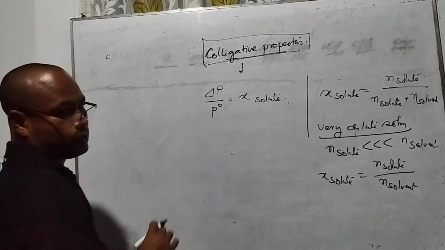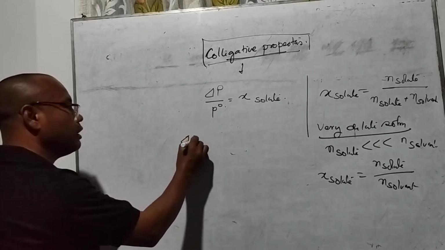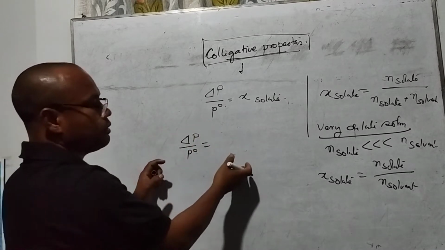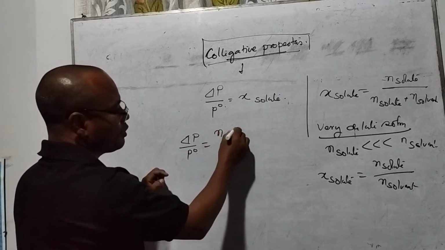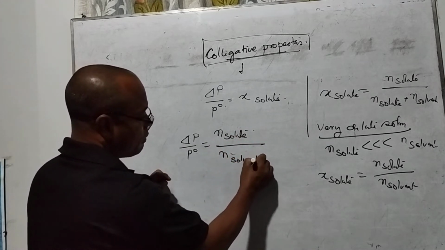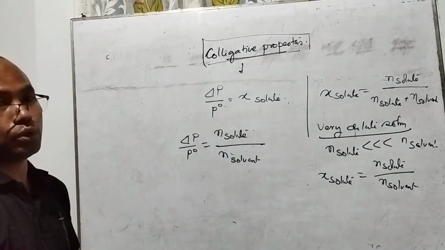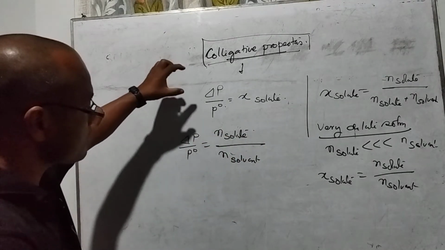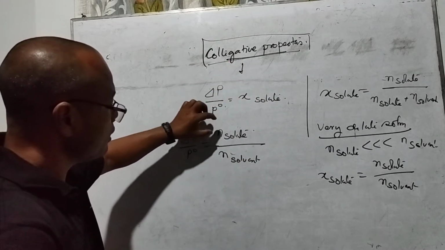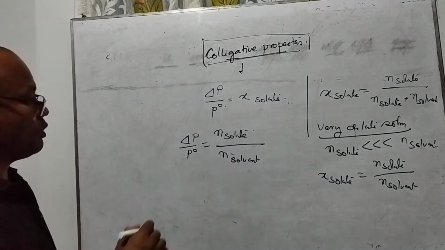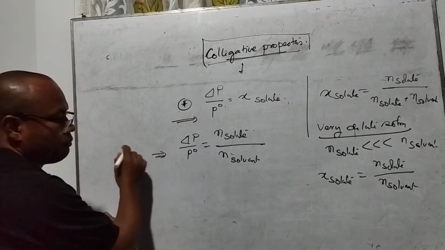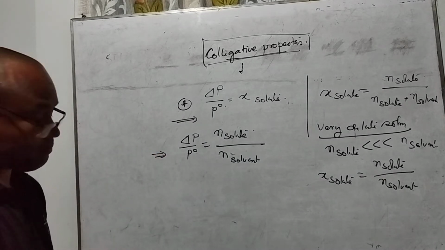Now this mole fraction of the solute can express the relative lowering of vapor pressure. It also depends on the number of moles of the solute divided by the number of moles of the solvent. Here we just calculate in terms of the mole fraction, and we can also relate it to the number of moles of the solute. So this is one of our colligative property mathematical expressions, and this is another mathematical expression.